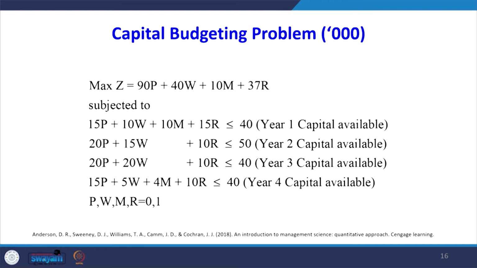Now, in the capital budgeting problem, what we have to do? We have to maximize our NPV, net present value. We have seen previously, the first variable, P, represents plant expansion, the NPV is 90, everything is in terms of 1000, so 90P plus 40W plus 10M plus 30R. The capital available in each year, for year 1, 15P plus 10W plus 10M plus 15R less than or equal to 40. Similarly, I have written for all 4 years. Now, you see these variables are binary.